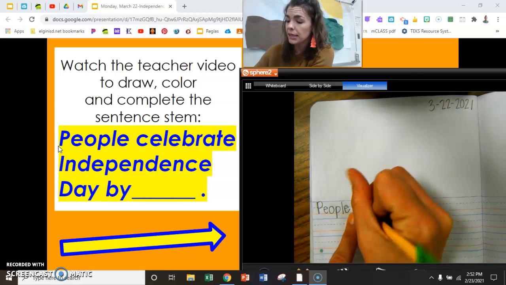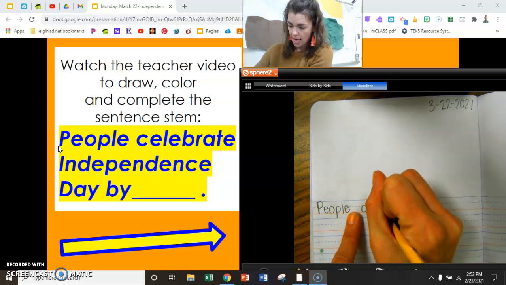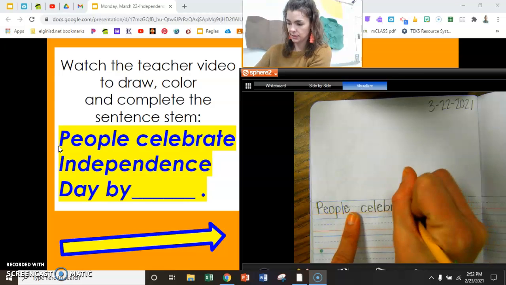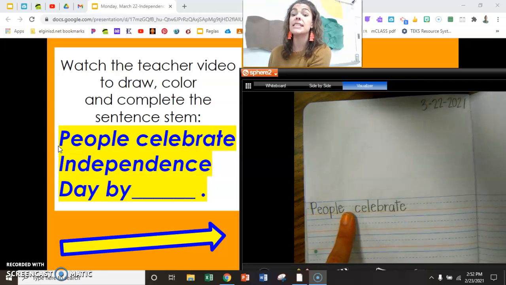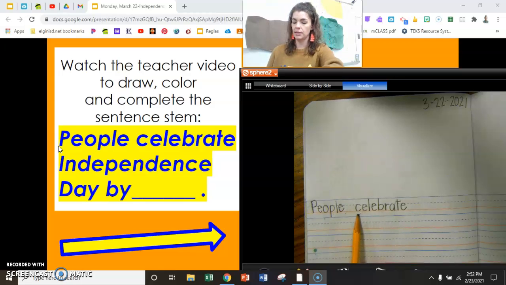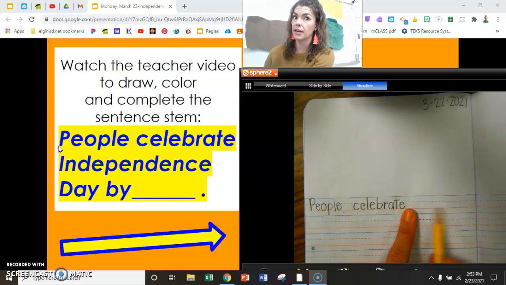Our next word, repeat it and write it. Celebrate. C-E-L-E-B-R-A-T. Silent E on the end. Celebrate. Check your words. Celebrate. So far we have people celebrate. Finger space. Independence is a very long word.